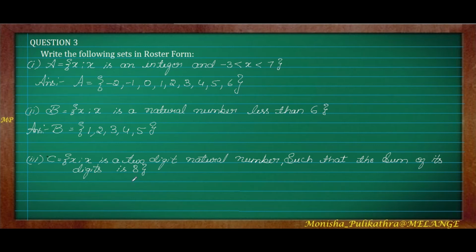Next, going on to the third sub question. Here, the set is C. The question for C set is X colon X is a 2-digit natural number. So these are single digit. Here it is a 2-digit natural number such that the sum of the digits is 8. They have already given it is a 2-digit number. If we add those 2 digits, the answer should be 8.